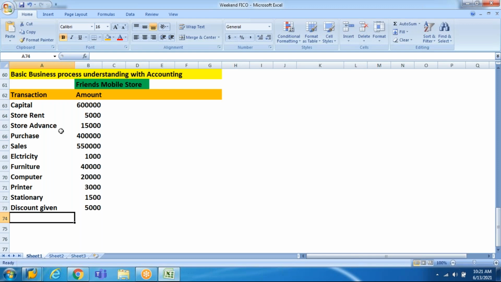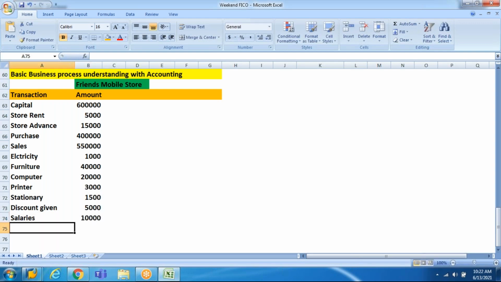Cash in hand? That is similar to capital only. The offsetting for capital will come as your cash in hand. Salaries, wages, whatever. You're right. At least you need one or two employees, right? At least one salesperson or one shopkeeper is needed. Let's say you're paying some 10,000 salary.